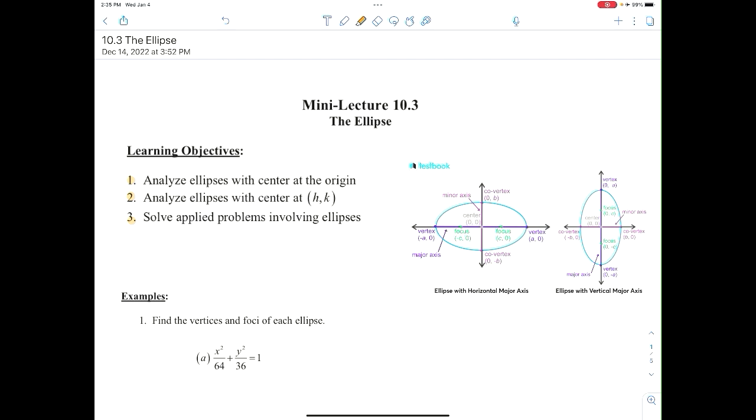So here are two different diagrams off to the side, one with a horizontal major axis and one with a vertical one. Just so we can refresh from our reading, we have our centers at 0, 0 for these particular examples. Our foci are at positive and negative c, 0. Again, this is when our center is at 0, 0.